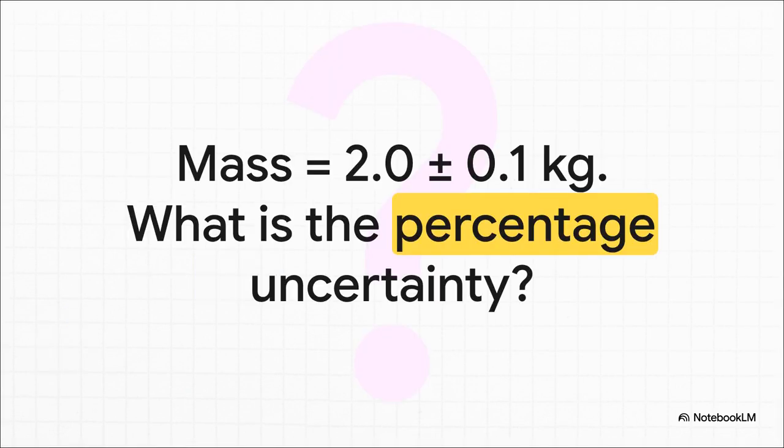Okay, second and final challenge. Let's bring back that idea of uncertainty. Let's say you measure an object's mass to be 2.0 kilograms, but you know your measurement has an uncertainty of plus or minus 0.1 kilograms. What is that uncertainty as a percentage?